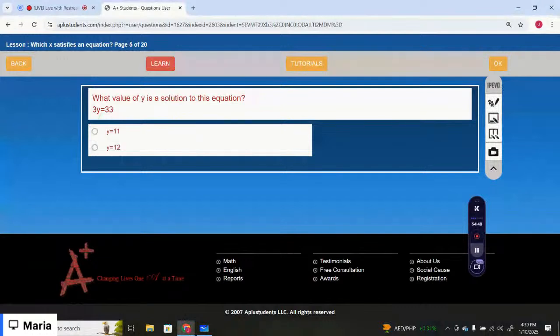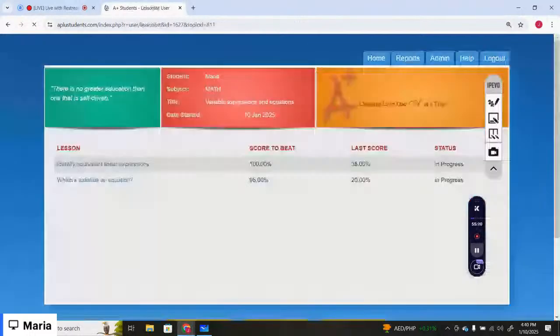What value of y is a solution to this equation? So which is the correct option? That is y equals 11. Okay, you can complete the lesson by yourself later today.